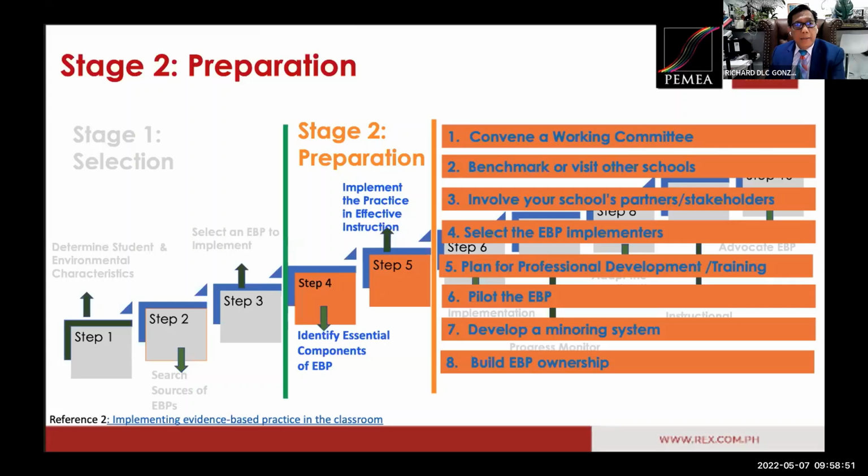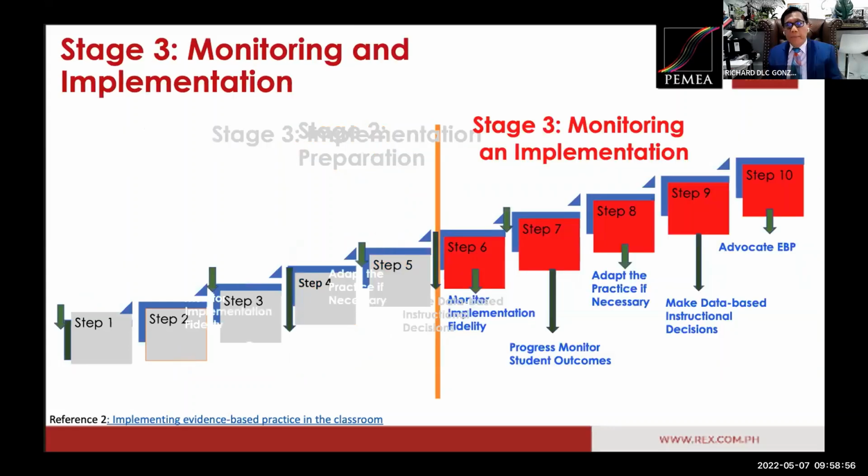Okay. Now the last stage, which is from 6 to 10 of the 10-stage model of Torres et al. It is about monitoring and implementation. So you have selected, you have prepared. Now you need to implement and monitor it.